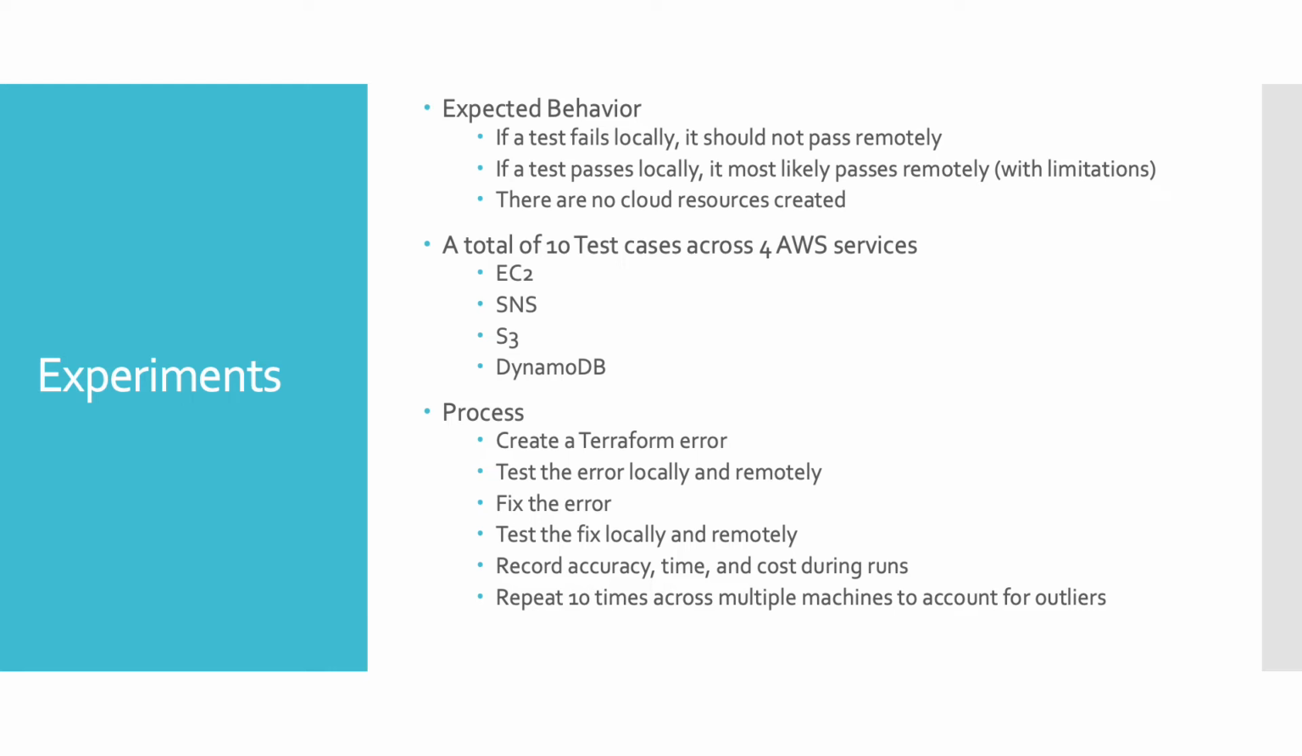We created a total of 10 test cases across 4 AWS services: EC2, SNS, S3, and DynamoDB. In our experiment, we created a Terraform error and tested that error locally on Moto and LocalStack and in AWS. We fixed the error and again tested on Moto, LocalStack, and AWS. We recorded the accuracy, time, and cost during the runs. We then repeated this 10 times to account for outliers, such as network errors or AWS downtime.